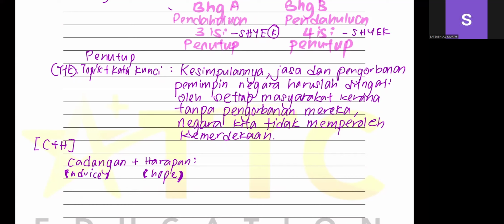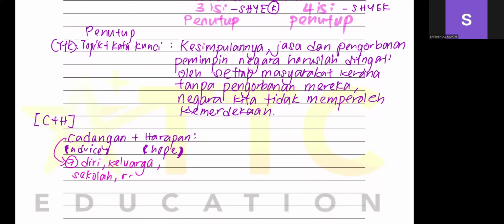This one, they have 7 characters that can do something. For example, diri, keluarga, which is including ibu bapa, sekolah, rakan, friend, kerajaan, government, and media massa, multimedia. And one more is masyarakat.